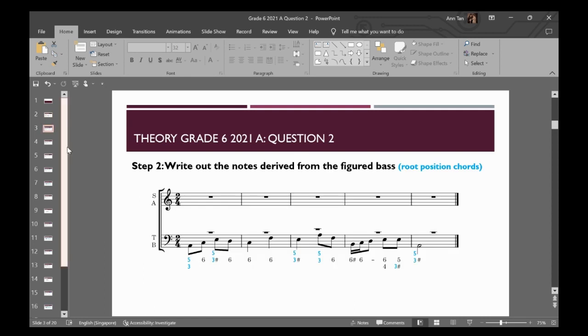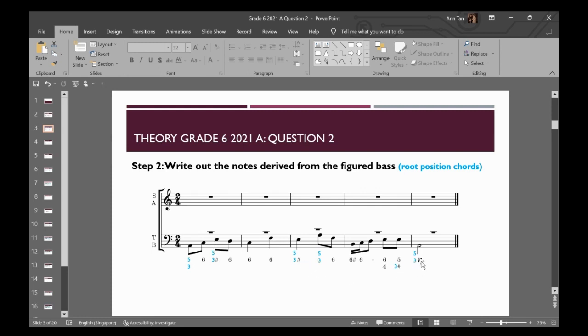The next step is to write out the notes derived from the figured bass. First, we'll take a look at all the root position chords. The root position chords can be indicated by 5-3 or no figure. So they leave it empty, right? And we write out all the 5-3 underneath all the notes that do not have a figure.